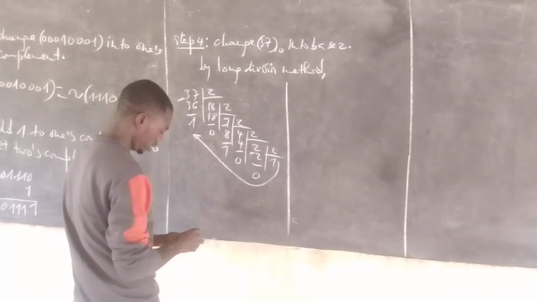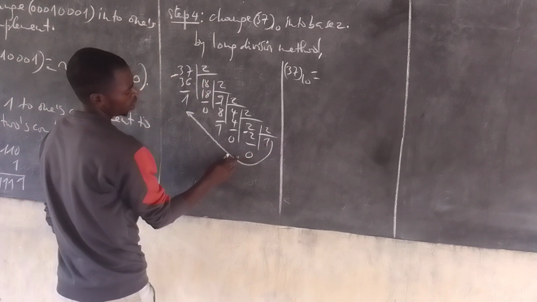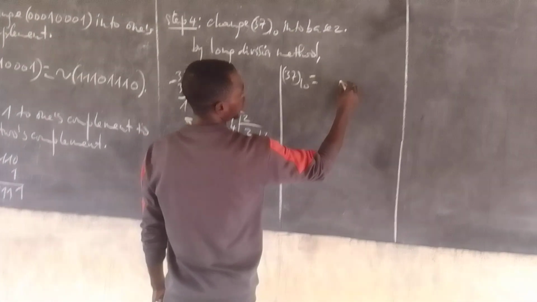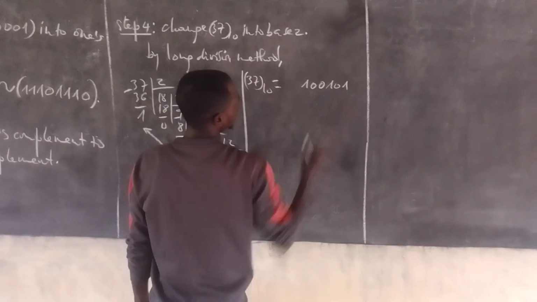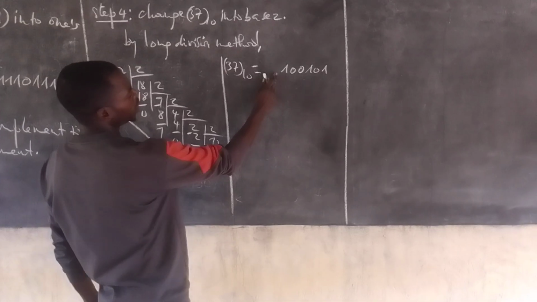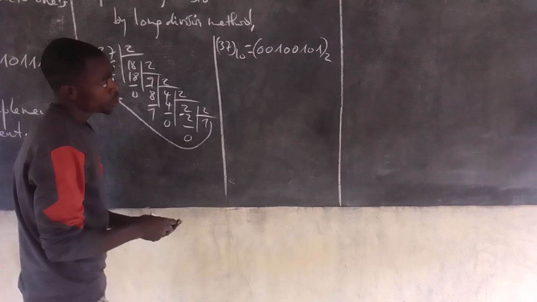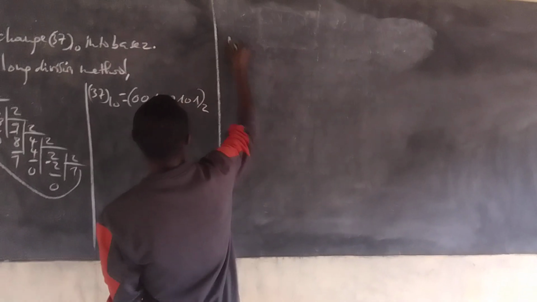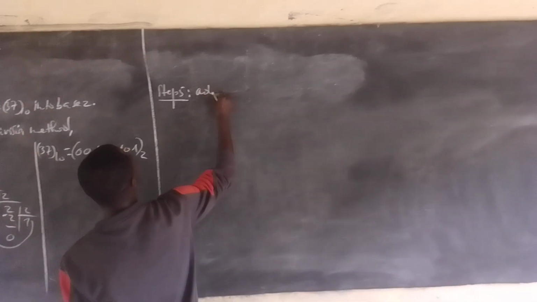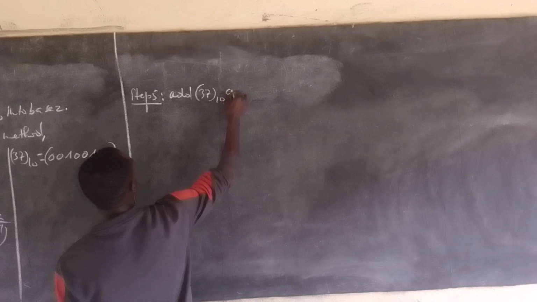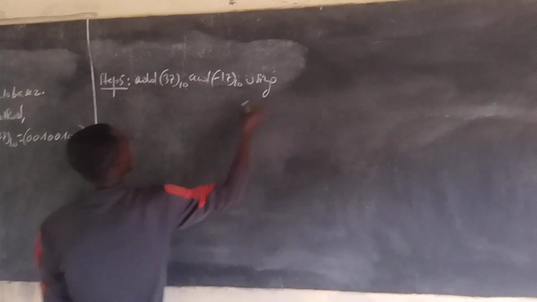What we have to say is that 37 in base 10 is equivalent to 1, 0, 0, 1, 0, 1 in base 2. Remember that we have to use 8-bit representation, so here we have to add the other 0s. So now, step 5: add 37 base 10 and negative 17 using their binary representation.